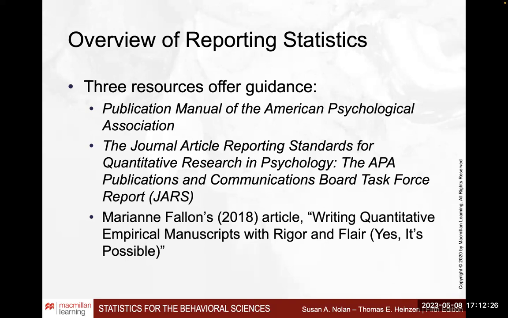There are different resources. These are the more psychological resources from psychological associations. So the APA has standards on how to report research. There's an article, Writing Quantitative Empirical Manuscripts. There's also, for those that are going into medicine, an excellent book called How to Report Statistics in Medicine. An actual book, published by the British Medical Journal.